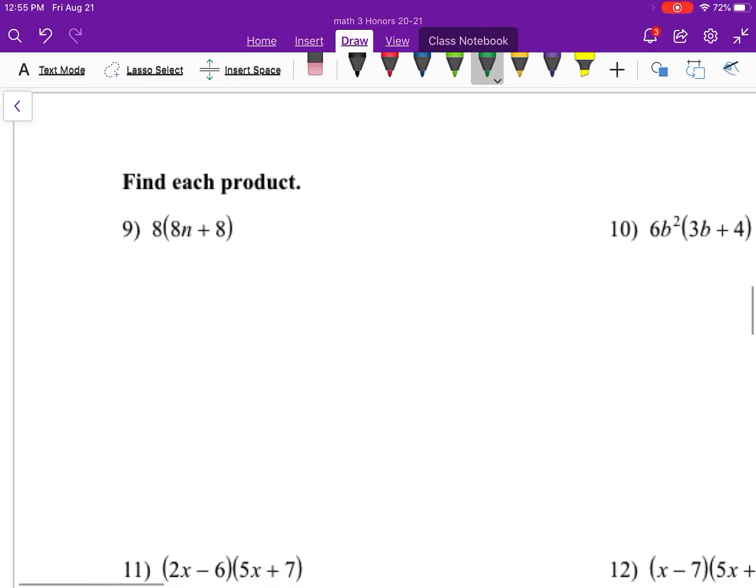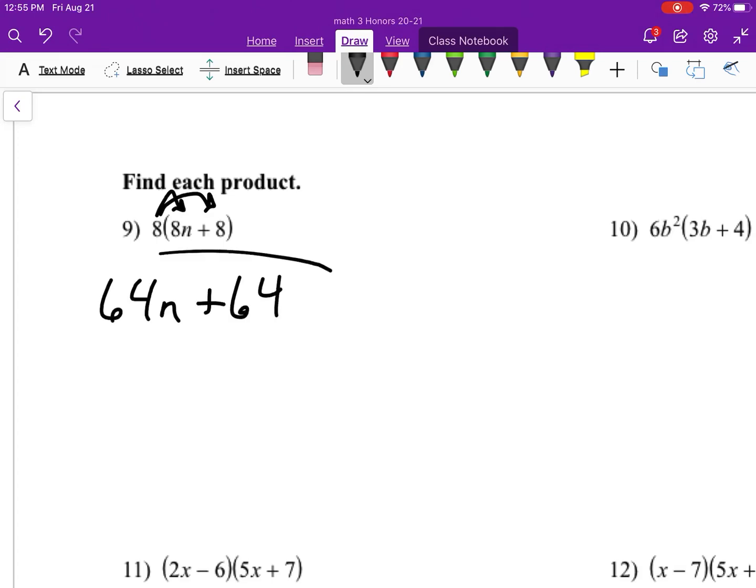So again, I just wanted to review distribution. Hopefully this wasn't the most difficult one. We're distributing this 8. 8 times 8 is 64. We get 64n plus 64. Not the most creative one, always using 8 there, but it gives you an idea of how to distribute.